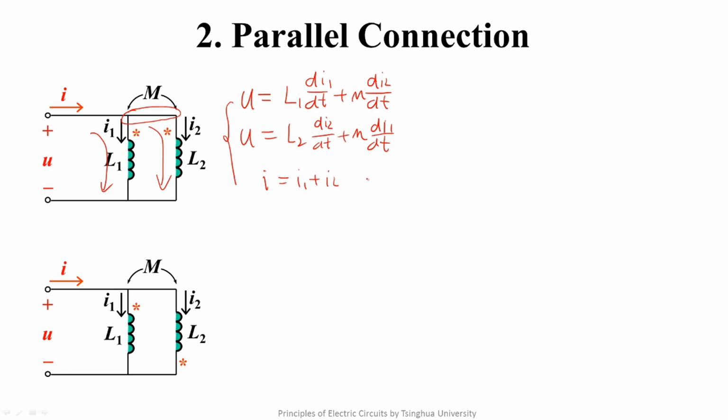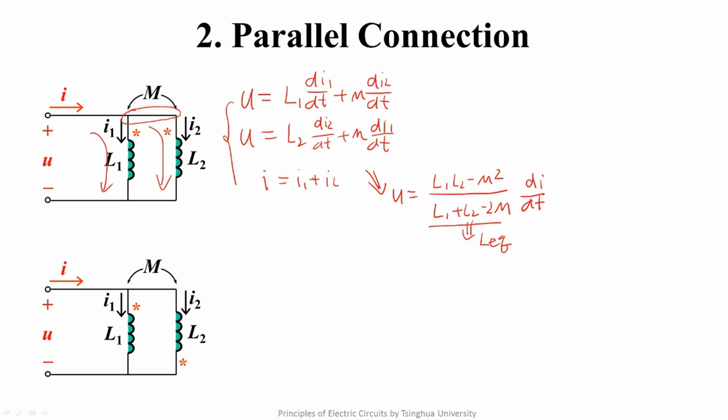simplified the three equations. We can write the expressions of the port voltage and the current like this. So we can know that LEQ of the parallel connection of the dots on the same side is like this. But it should be noted that the result and the derivation process are troublesome. Let's look at how to simplify the analysis process.